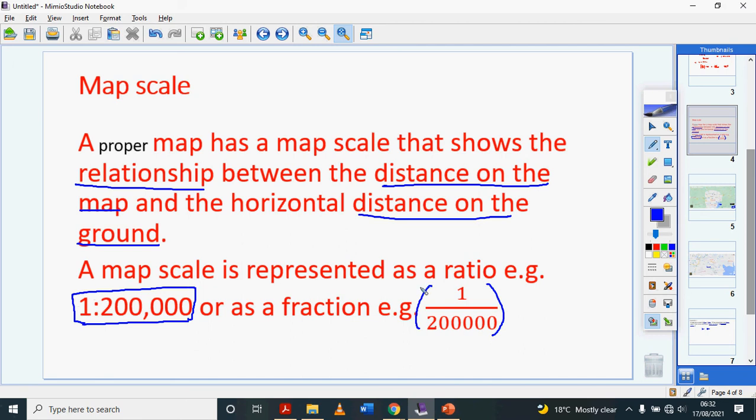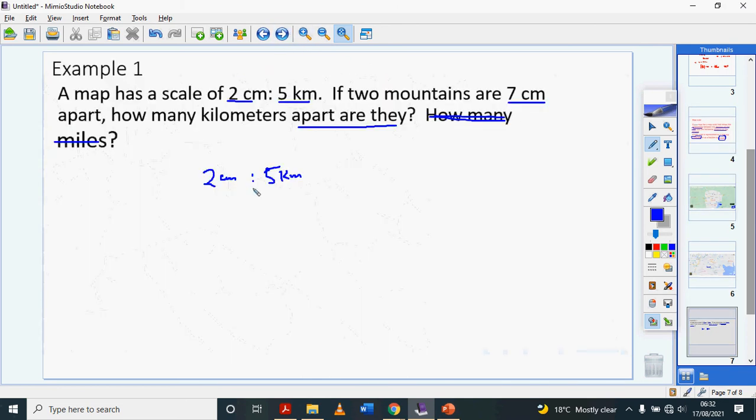1 to something else, right? So the very first thing you do if you have a map scale that is not reduced is reduce it. But before we even reduce this one, if you look at the units, they're different. It has to be in the same units. This has to be centimeters, right? And this has to be also centimeters. So we're going to change 5 kilometers to centimeters.